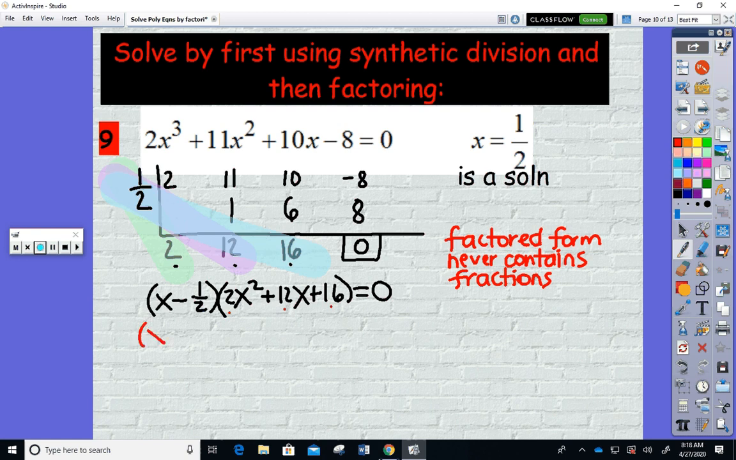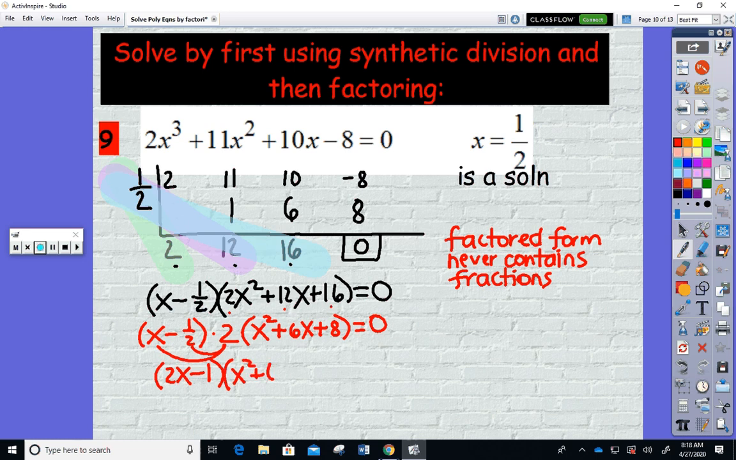I'm going to rewrite my first factor, and I'm going to say times. I'm going to pull the 2, or the GCF, out of my second factor. So my second factor becomes x squared plus 6x plus 8. Now my second factor is written correctly. The 2 that you pull out, you multiply into the first factor. That's going to make your first factor 2x minus 1. Now your first factor doesn't have fractions, and your second factor has been reduced. Now your factored form is correct, but that is a hard step for people to get.